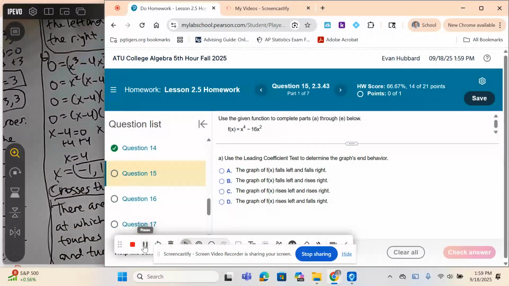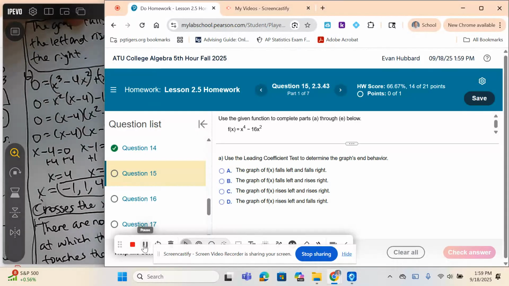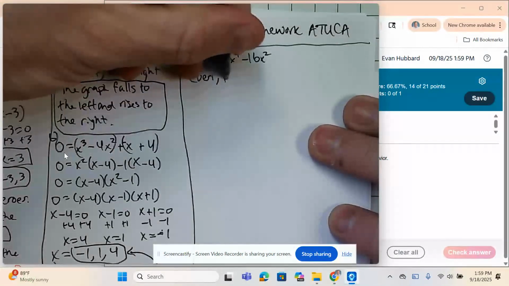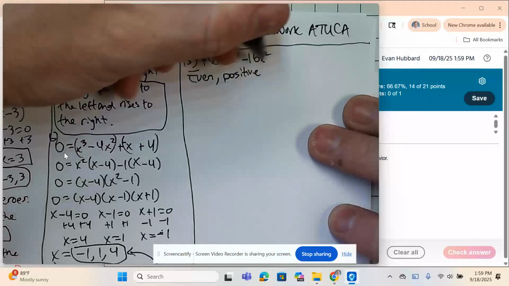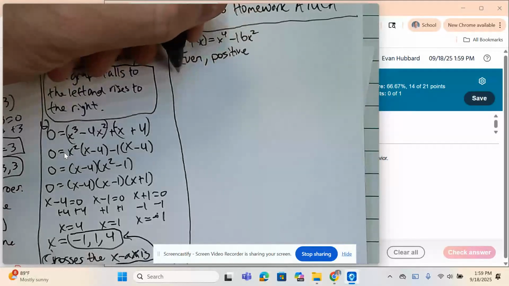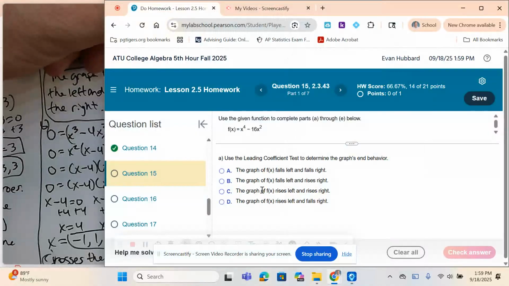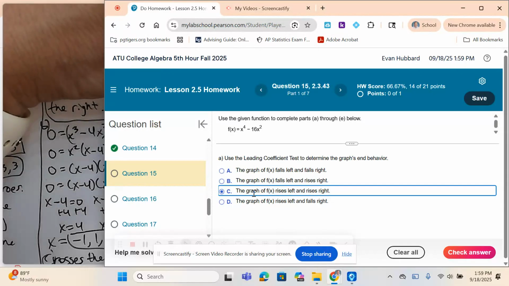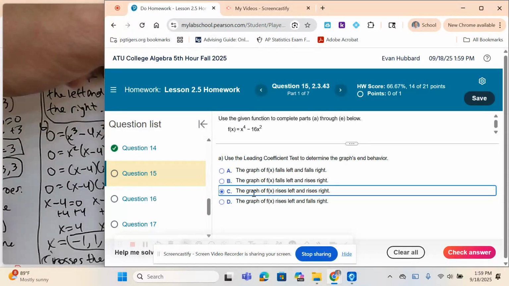All right, so we've got f of x equals x to the 4th minus 16x squared. So this is an even positive. This one rises to the left and right. The graph of f of x rises left and rises right.